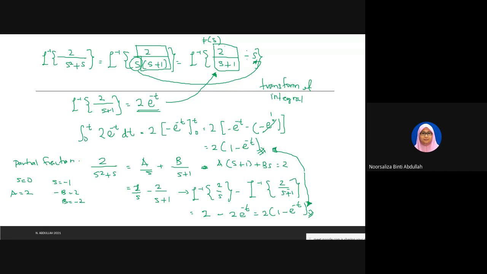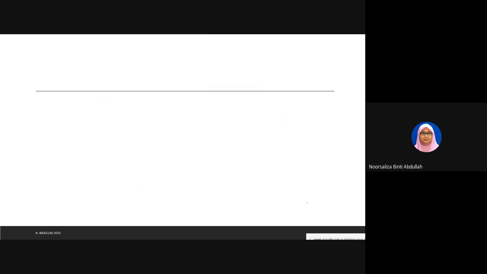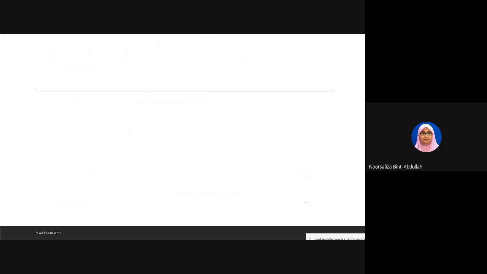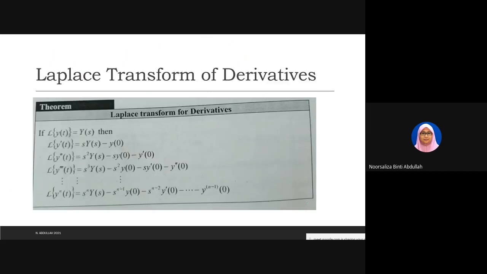Okay tak ni? So kalau okay, next soalan tu yang ini you boleh selesaikan sendiri, sama je caranya. Okay. So kita tengok Laplace of derivative.